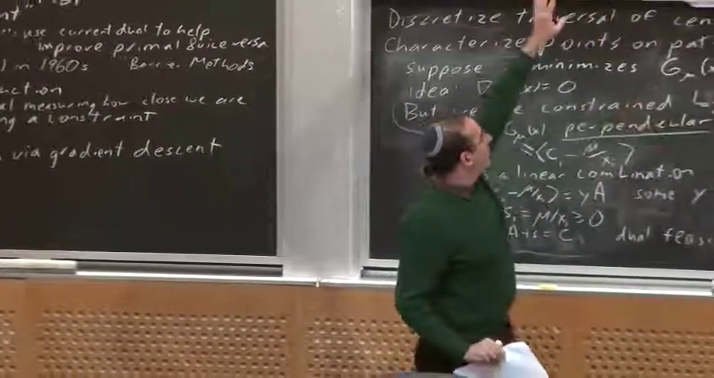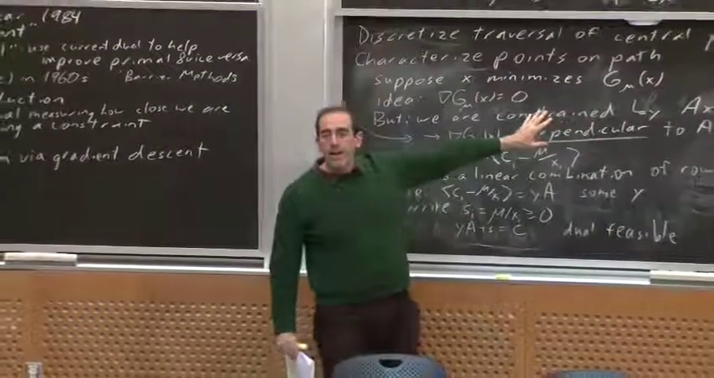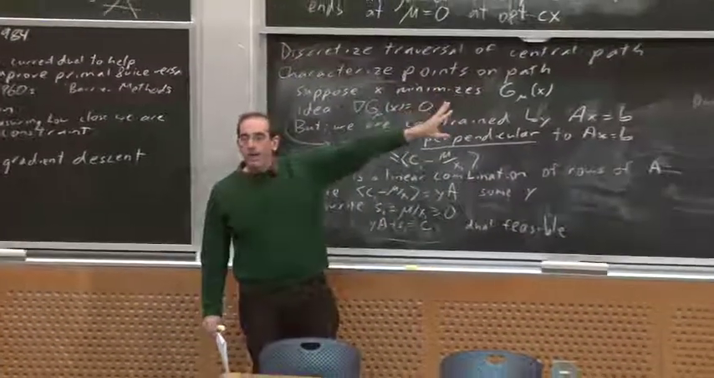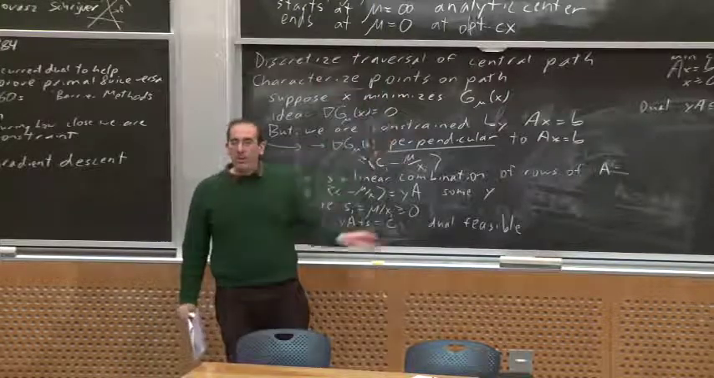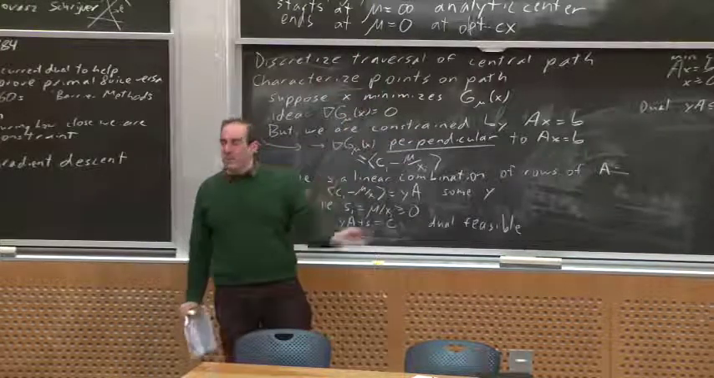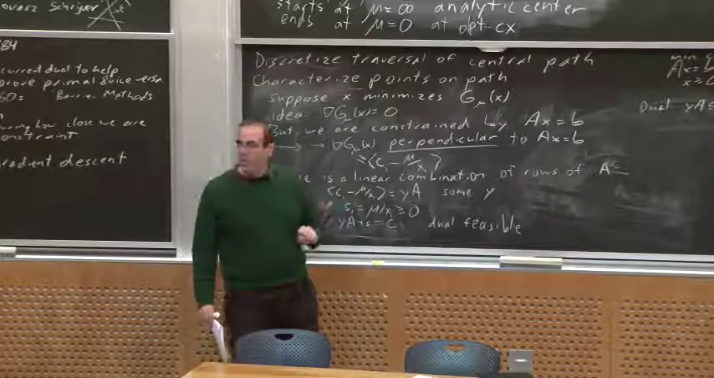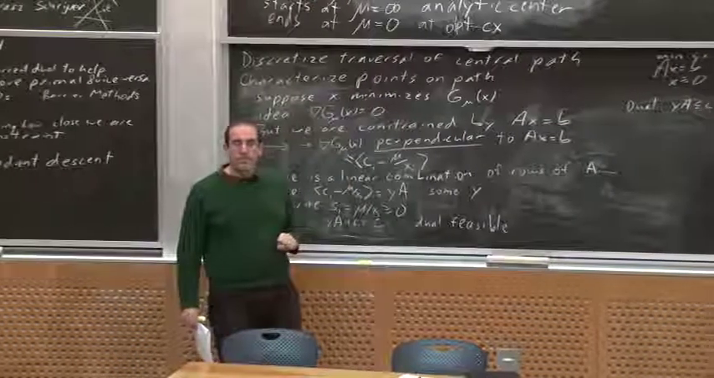So mu, the position on the central path, is essentially measuring our duality gap. As we move down the central path, making mu smaller and smaller, yes, we are getting closer and closer to the optimum, and this shows the measure in which we're doing so.